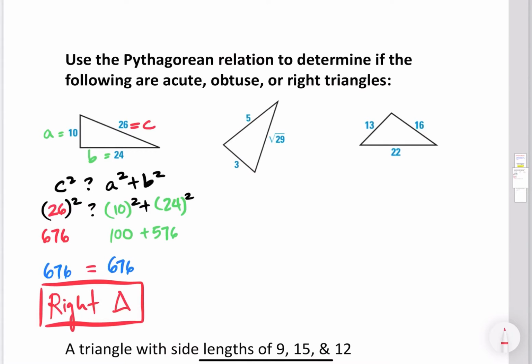What we want to figure out is which one is the longest side. Is it the 5 or the root 29? We know it's going to be the root 29 because the square root of 25 is 5, and this is a little bit longer. So this is going to be our c value. If you actually calculate the square root of 29, it turns out to be approximately 5.4, so we're going to leave it as root 29 and plug it into our Pythagorean relation. If I substitute that into our c squared and substitute the other two into a squared plus b squared, we're going to check to see if it's greater than, less than, or equal to our a squared plus b squared.